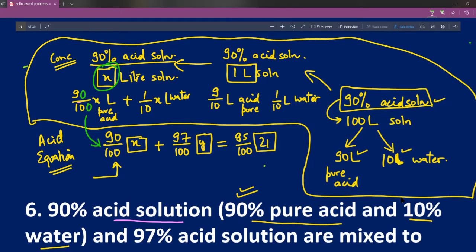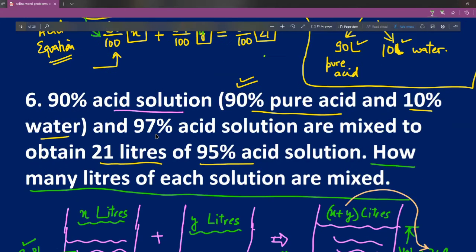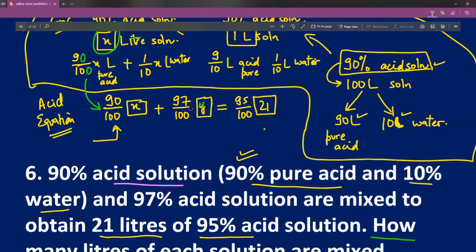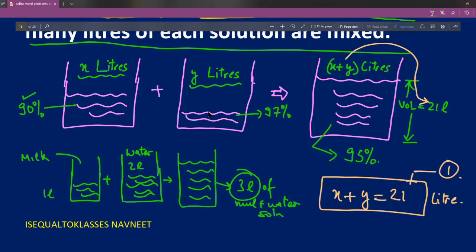Therefore, if I have Y liters of solution, whose concentration is 97%, then 97% of Y liters of solution is in solution B. I'll write here solution A, I'll write here solution B, and this is the solution which finally gets formed. This is our solution C.